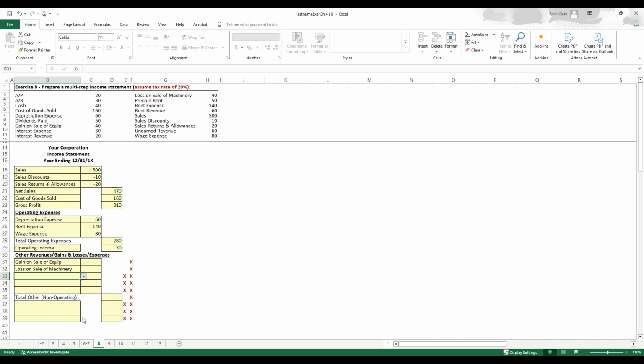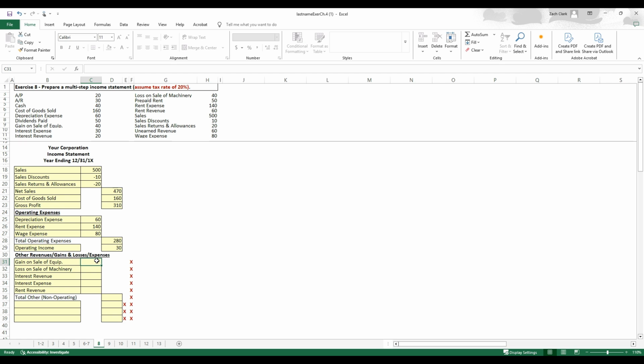So all these things are not directly related to our core business operations necessarily, is kind of what we're saying here. We've got interest revenue and interest expense. And let's see, what else could we maybe have in here? Maybe one more thing. Gain on sale, loss on sale. Oh, maybe rent revenue. Yeah, rent revenue. It looks like that could be kind of an ancillary, just something that we earn money on in the business.